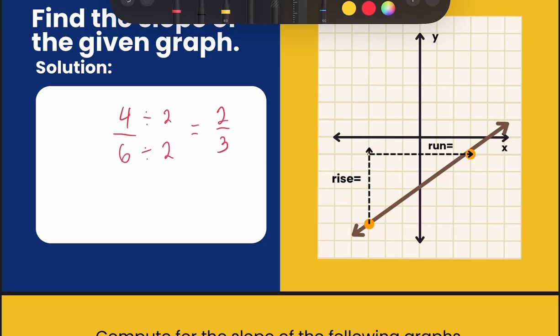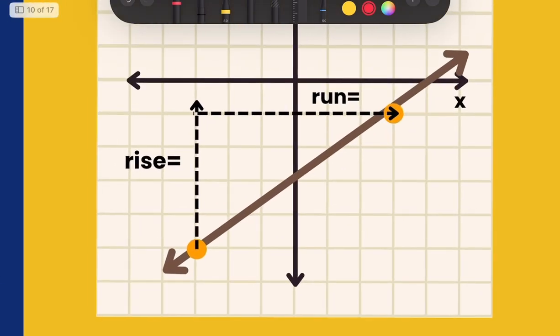Let's confirm. 1, 2, and 3. And here I have another point. And that's it.